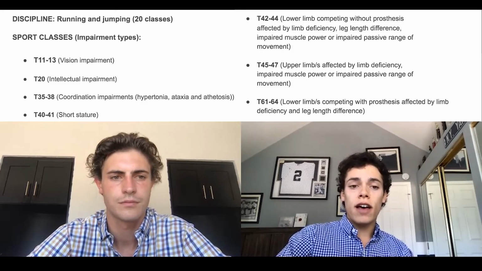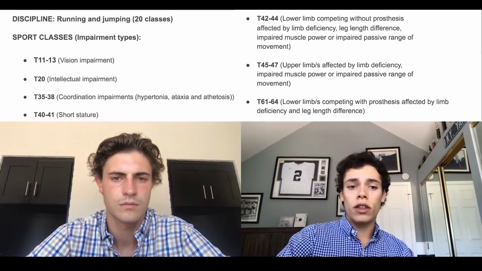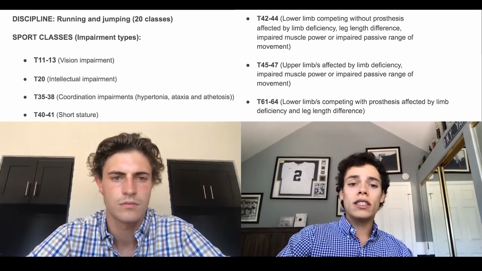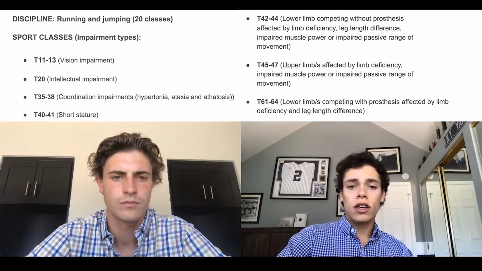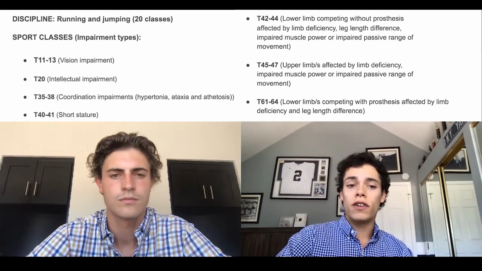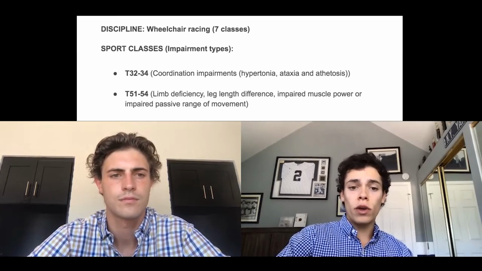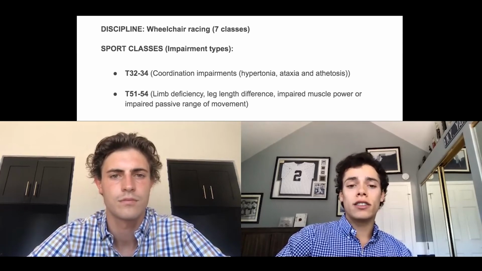Let's take a look at some of these charts and break them down even more. First, we have track events covering running and jumping, ranging from the T11 to T13 events for those with visual impairments, and T20 for those with intellectual disabilities, all the way to the T42 to T44 classes, covering athletes with lower limb deficiencies competing without prosthetics, compared to the T61 to T64 class, covering athletes with lower limb deficiencies competing with prosthetics.